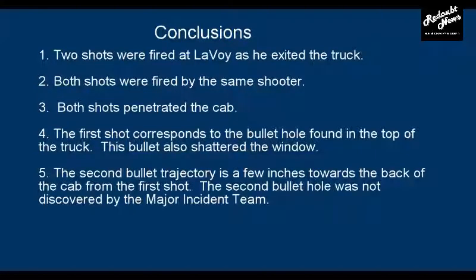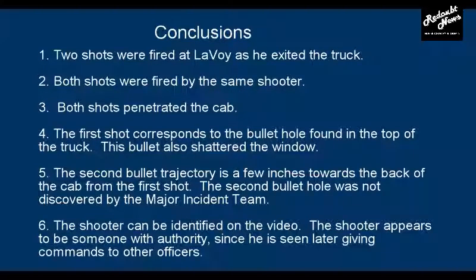The second bullet trajectory is a few inches towards the back of the cab from the first shot. The second bullet hole was not discovered by the major incident team. The shooter can be identified on the video. The shooter appears to be someone with authority, since he is seen later giving commands to the other officers.